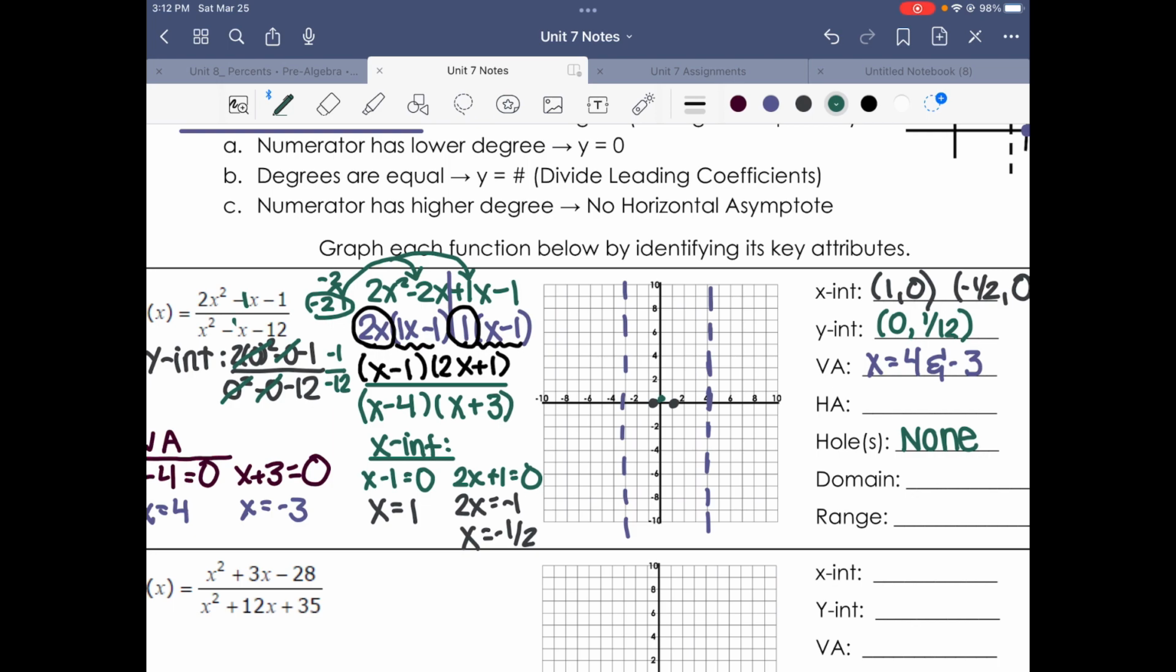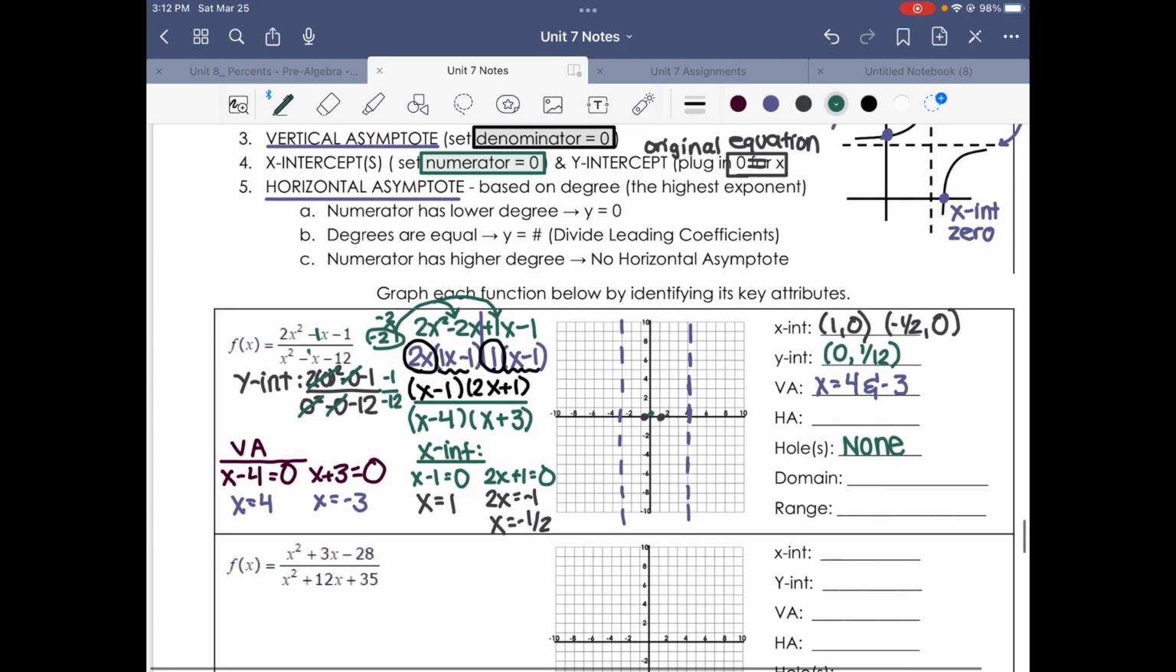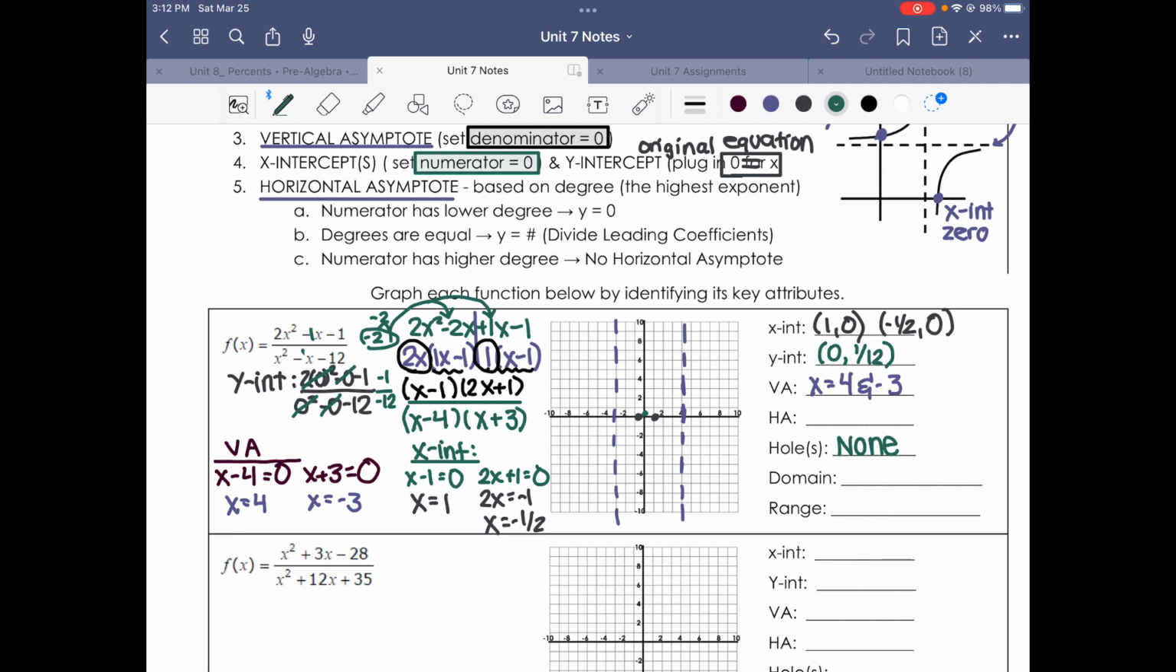And then lastly, we have to find our horizontal asymptotes. There are 3 rules that you are going to use to find these, and it is based on the degree of the numerator and the degree of the denominator. Basically, whichever one has a higher exponent. So in this case, we have an x squared on top and an x squared on the bottom, so they are the same. If the degrees are equal, your horizontal asymptote is always at y equals the number that is the leading coefficients divided by each other.